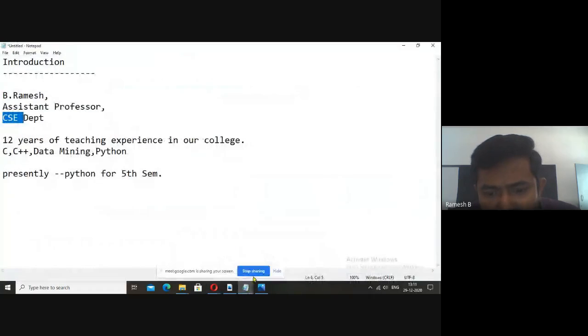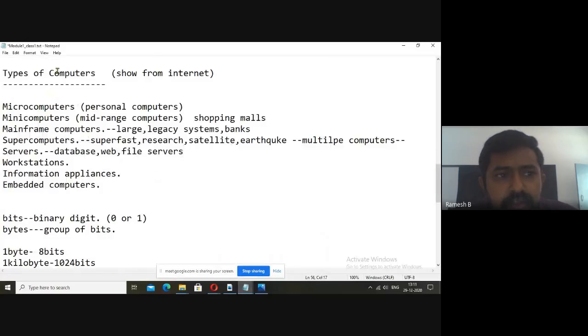Just bear with me. I was telling you about the types of computers based on performance, size, and the activities they do. We divide them as microcomputers, minicomputers, mainframe computers, supercomputers, servers, workstations, information appliances, and embedded computers. Microcomputers are used for personal purposes. Minicomputers may be used in shopping malls. Mainframe computers are used in banks, large institutes, and large enterprises. Supercomputers are very fast and used for research purposes.